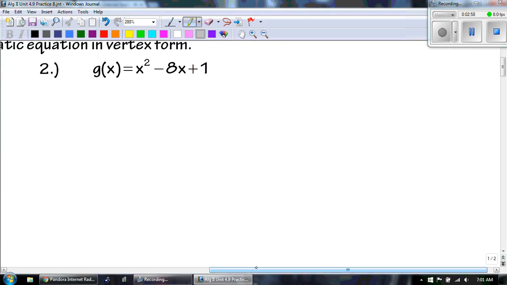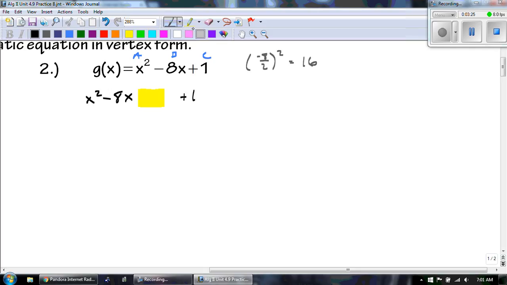Well, maybe we'll do more than one. All right, so is there a GCF? Can I already factor this? No. So we're going to take negative 8 divided by 2 and square it. Negative 8 divided by 2 is negative 4. 4 squared is 16. So we have x squared minus 8x. That's where the plus 16 goes.